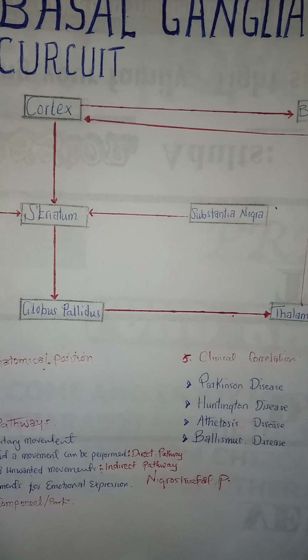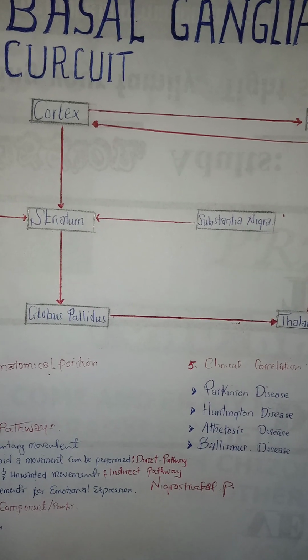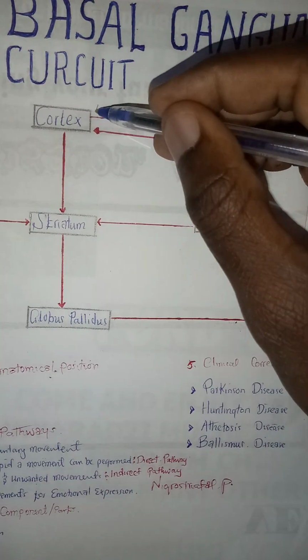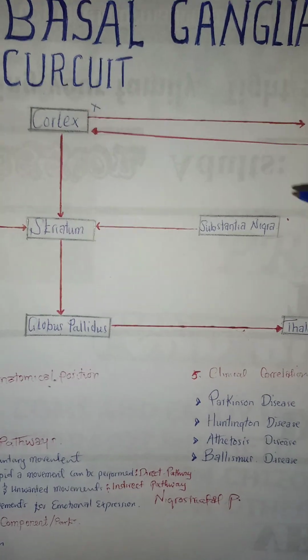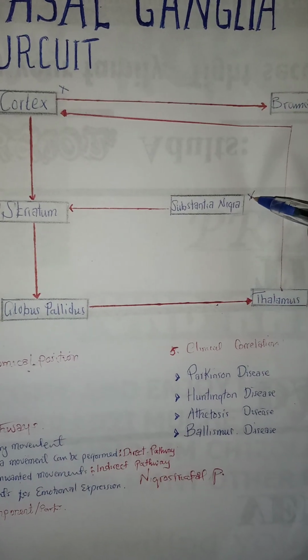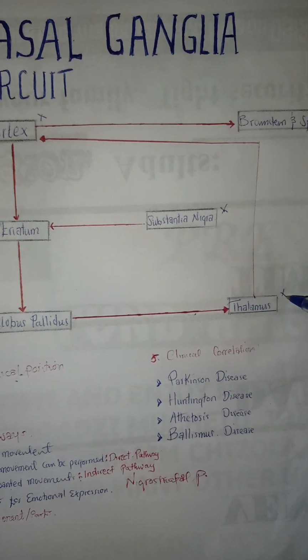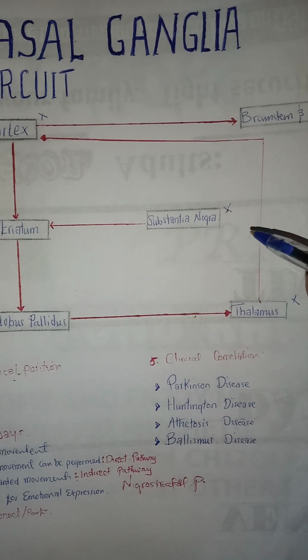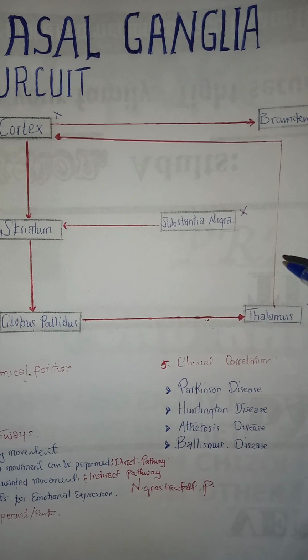Okay, so it needs to receive information from 4 components. So from the cortex, subsensory ganglia, as well as the thalamus. Only that we have not included the red nucleus in this circuit.